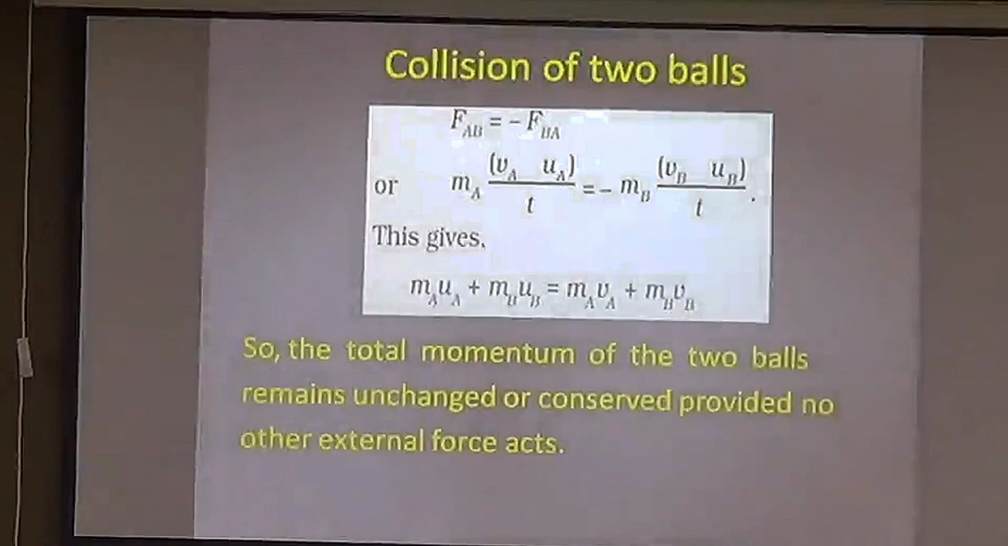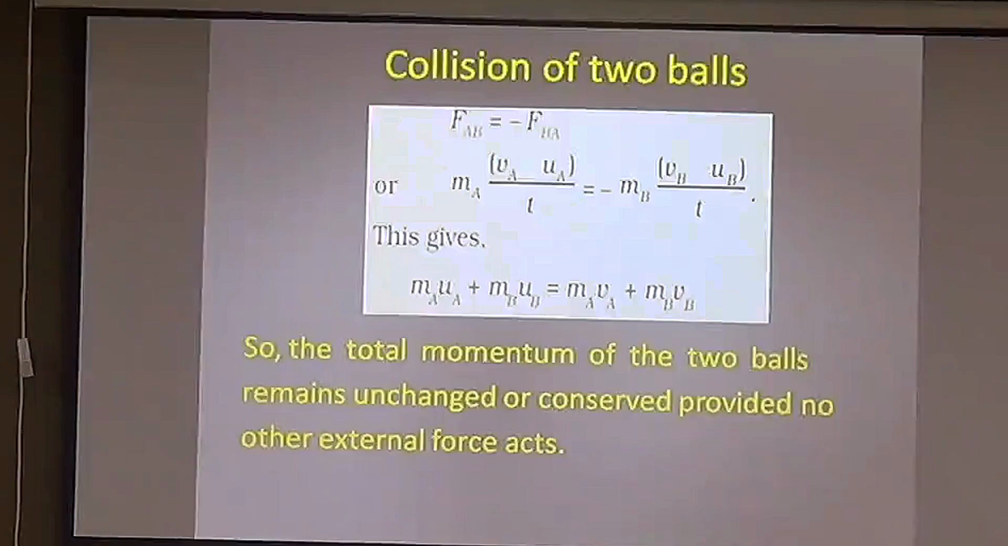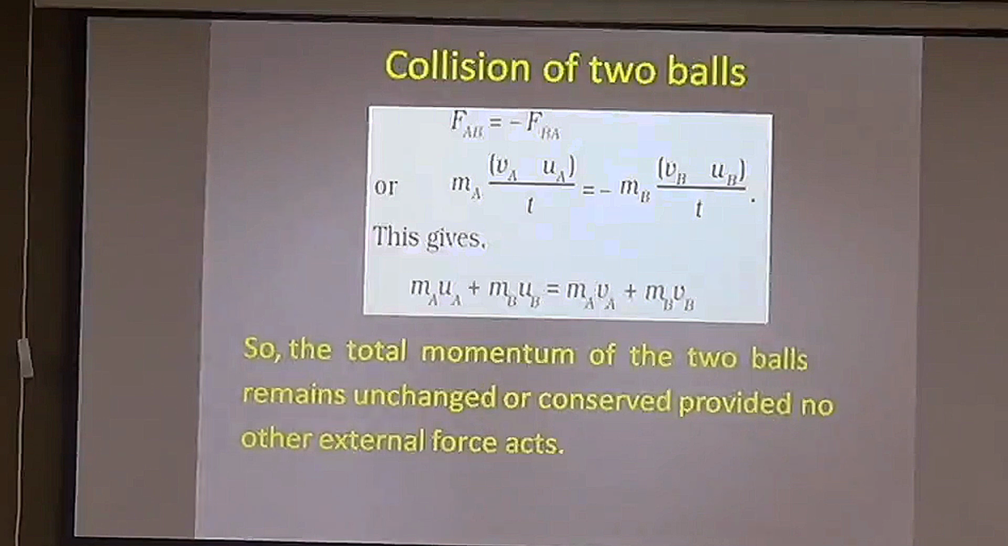Then the law of conservation of momentum can be derived as follows. By Newton's third law, FAB is equal to minus FBA, that is, action is equal to reaction but opposite in direction. By using Newton's second law of motion, when we put the values of FAB and FBA, we get mA into (vA minus uA) upon t is equal to minus mB into (vB minus uB) upon t. When we solve this expression, we will get mAuA plus mBuB is equal to mAvA plus mBvB.